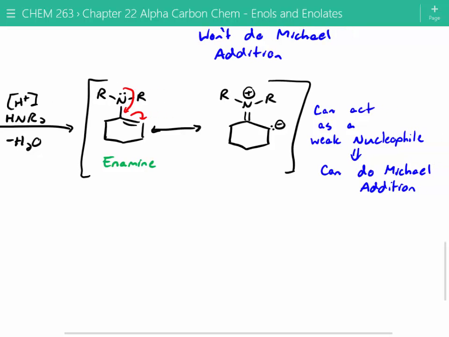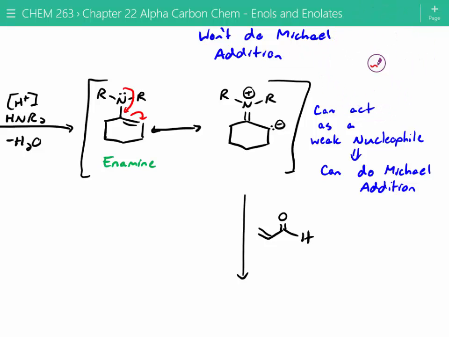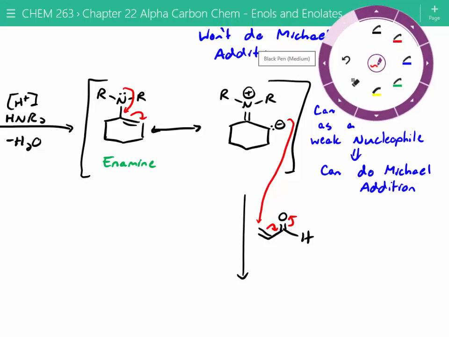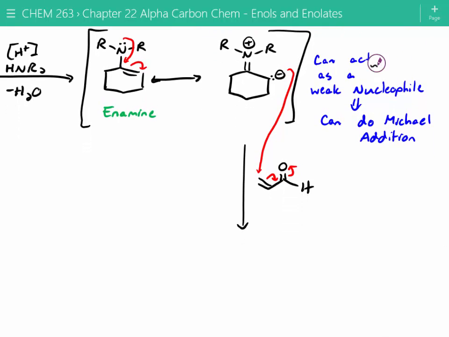So in this next step, what you can do is just react it directly with your alpha beta unsaturated aldehyde. And because it's a weak nucleophile, this enolate position will attack in the beta position. Kick down electrons and all the way up to oxygen. So we now have an aminium ion.